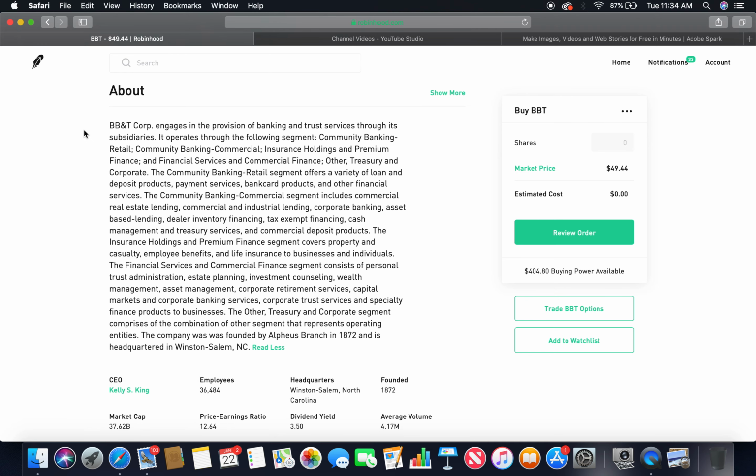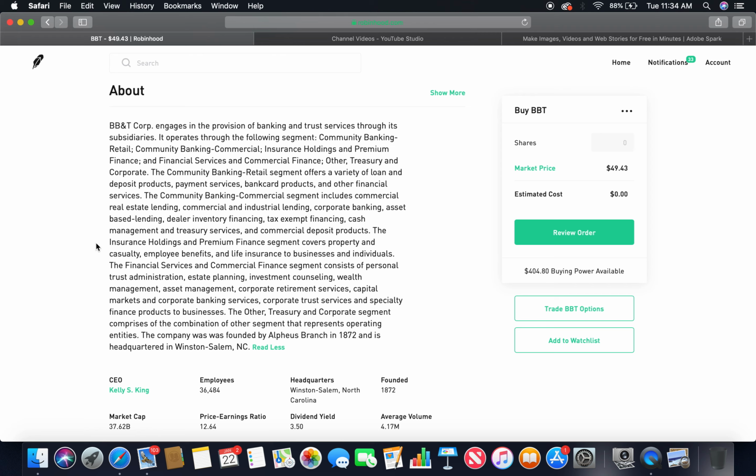About BB&T Corp engages in the provision of banking and trust services through its subsidiaries. It operates through the following segments: community banking retail, community banking commercial, insurance holdings and premium finance, financial services and commercial finance, and other, treasury, and corporate. The community banking retail segment offers a variety of loan and deposit products, payment services, bank card products, and other financial services. The community banking commercial segment includes commercial real estate lending, commercial and industrial lending, corporate banking, asset-based lending, dealer inventory financing, tax-exempt financing, cash management and treasury services, and commercial deposit products.